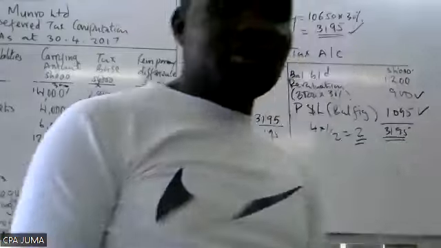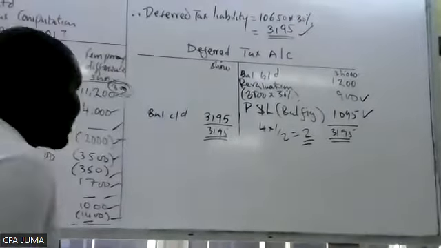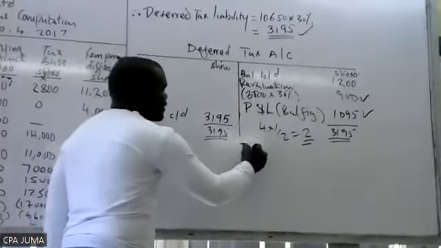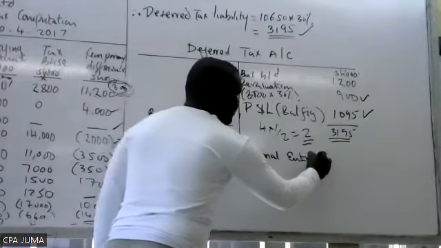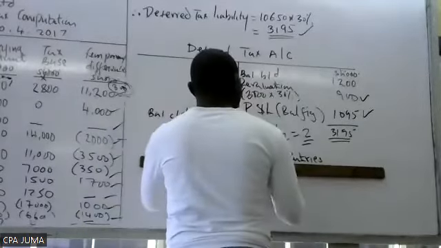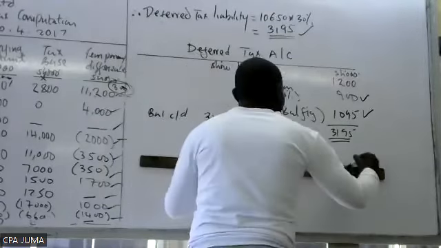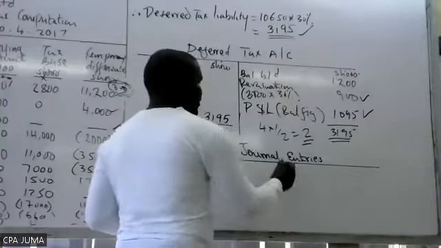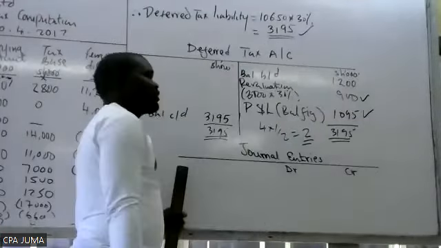So journal entries. Any moment you are asked of journal entries in accounting, you are being asked which accounts to debit and which accounts to credit. You debit and you credit.